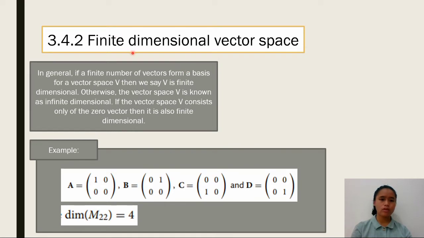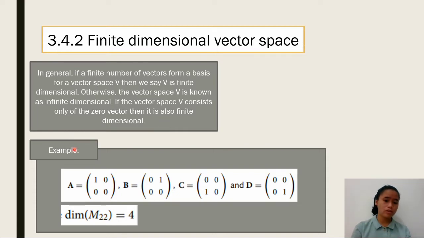Okay, next we define infinite dimensional vector space. In general, if a finite number of vectors form a basis for a vector space V, then we say V is finite dimensional. Otherwise, the vector space V is known as infinite dimensional. If the vector space V consists only of the zero vector, is it also finite dimensional?